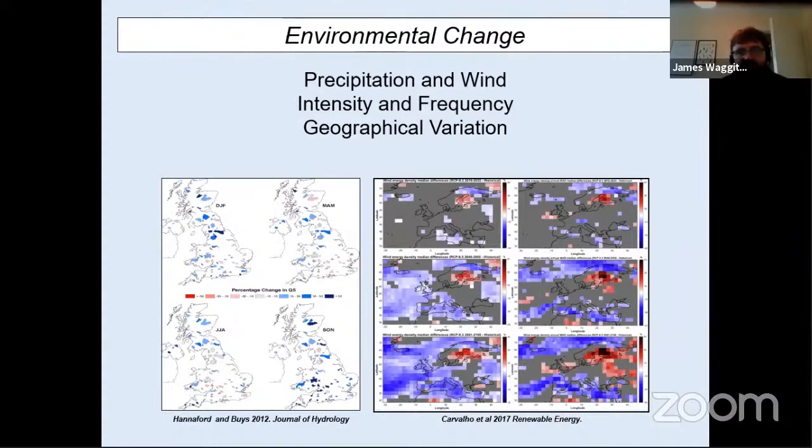These are just some examples that I've taken from the literature, of which there are many, showing that the impacts of change in weather are not necessarily the same in all places. Some places could get drier, some places could get wetter, some places could get calmer, and some places could get stormier. So there are going to be different impacts of changing weather patterns depending on exactly where you are.